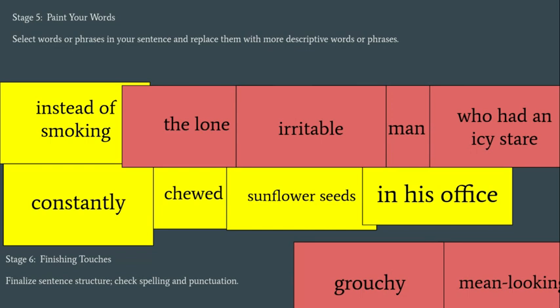Then you want to finalize in stage 6 with some finishing touches. You want to finalize your sentence structure as well as check for spelling and punctuation. Now today, we will only be working with stage 1, but I wanted you to see the entire process. We will use the painter questions often as we examine the rules that govern our language.